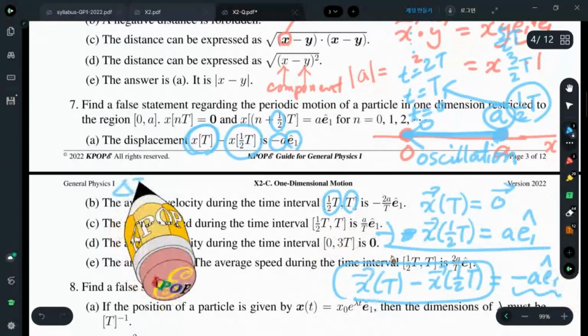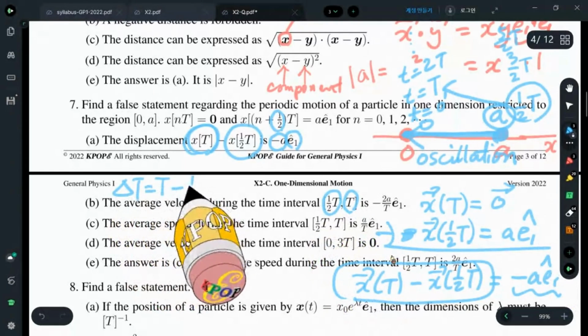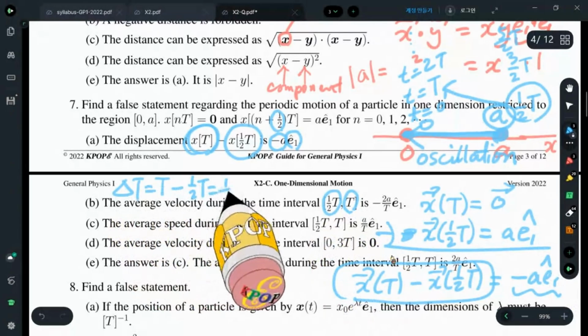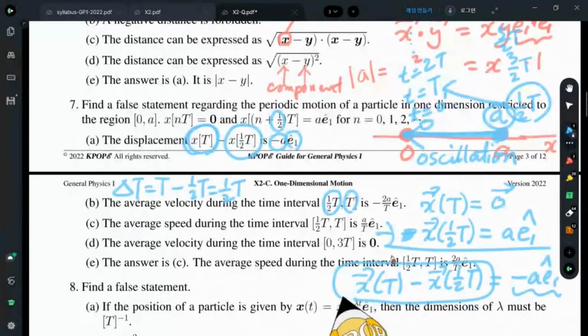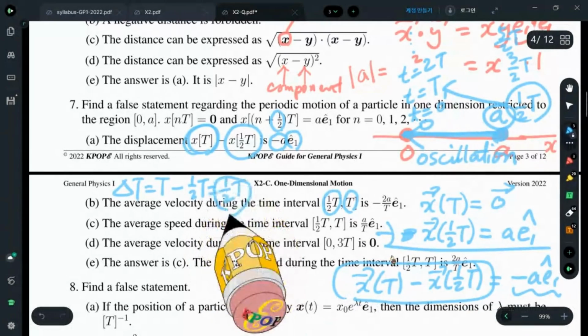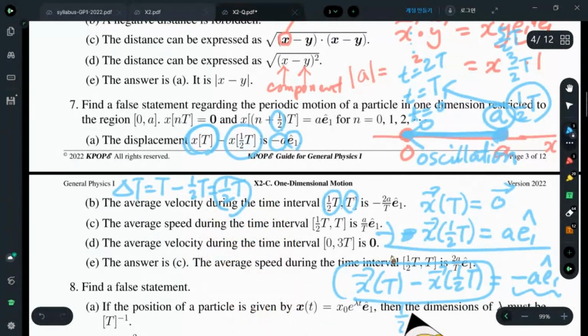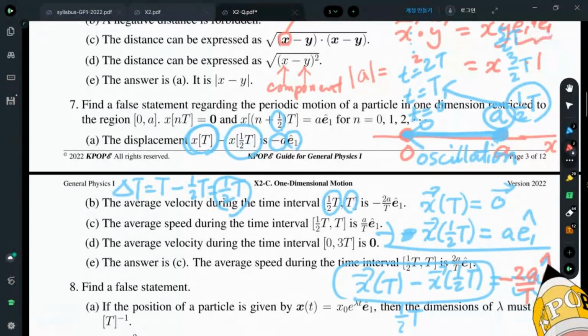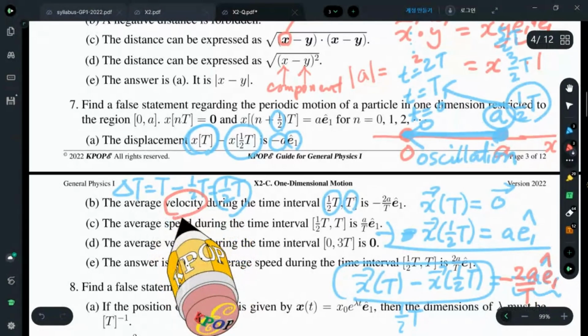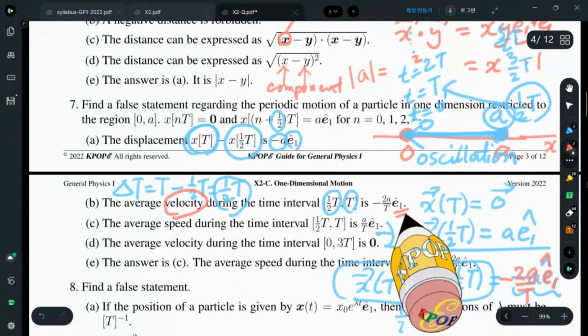So delta t equals t minus 1/2 of t, so 1/2 t. So divide this displacement by delta t, so 1/2 t. So if you divide this one by 1/2 t, the answer is minus 2a over t e1/2. Because it is a velocity, it is a vector, you have to include the unit vector in here.